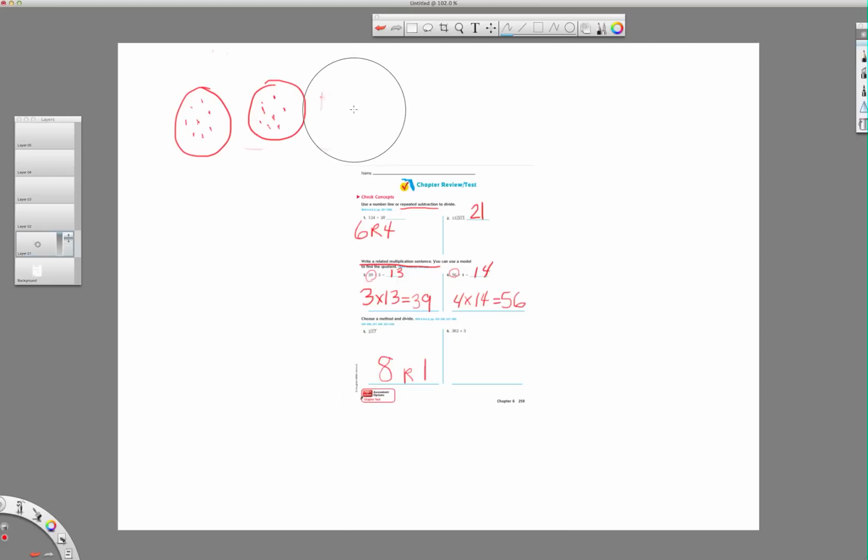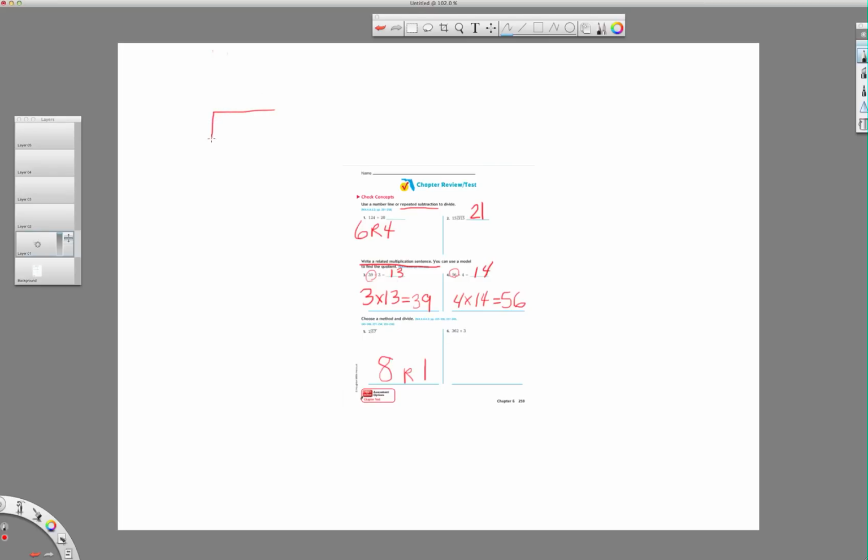Okay, next one is 362 divided by 3. I don't want to do repeated subtraction because I'm starting with a huge number here, and subtracting 3 would take me forever. I can use base 10 blocks, or I think another one that I can do would be just do it the traditional way. We'll practice doing it the traditional way this time.